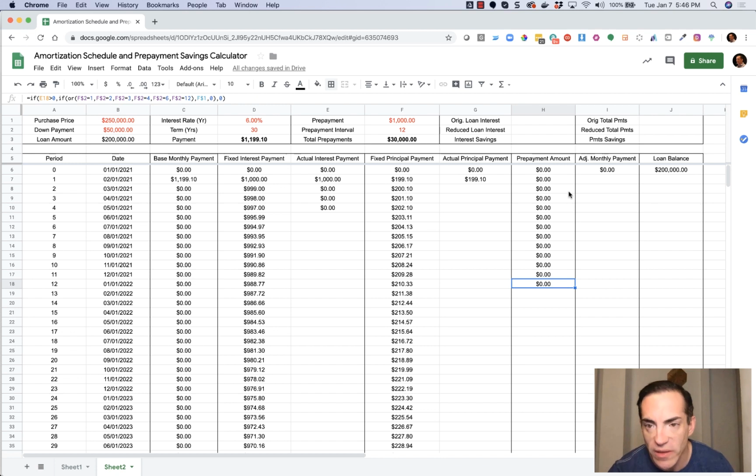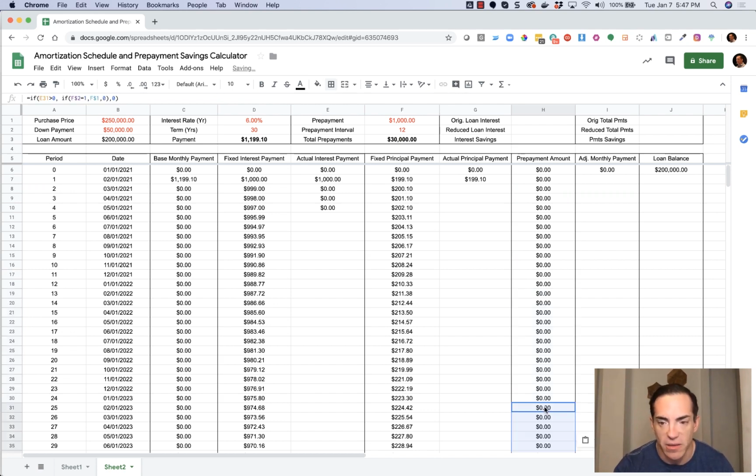Okay, so what we do then, because over the course of 12 months these formulas are not all the same, we can't just grab them and drag them. We have to actually copy them as a 12-month block.